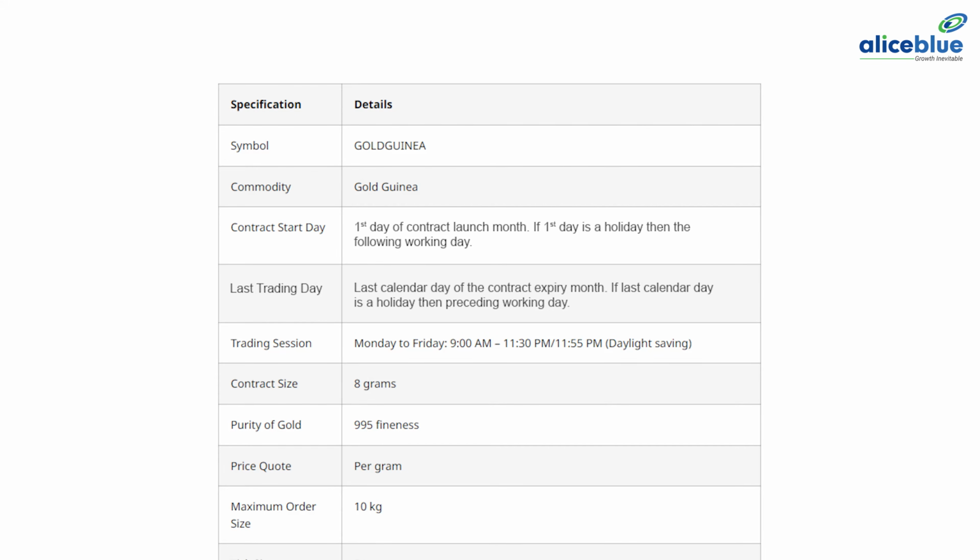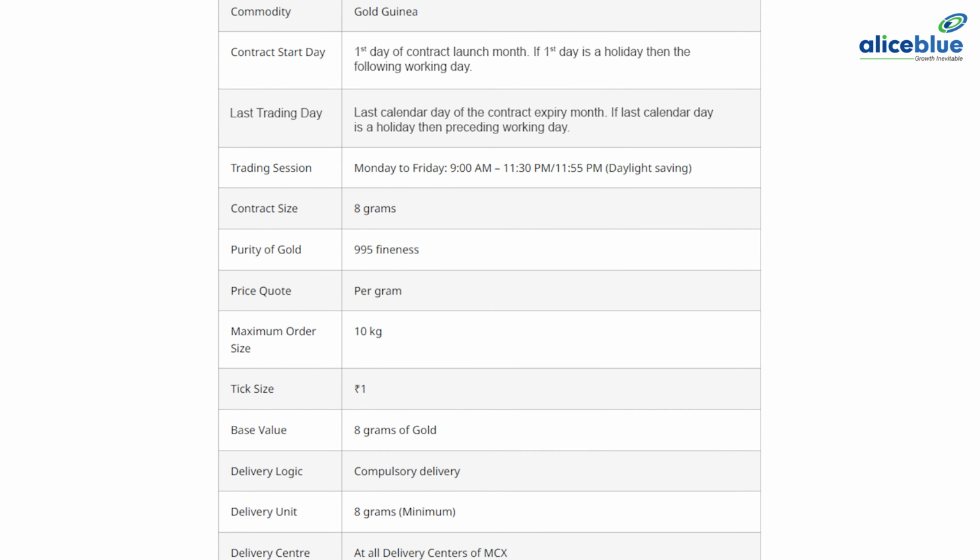Gold Guinea, denoted as Gold Guinea, is a type of futures contract traded on the MCX, each representing 8 grams of 995 finest gold. The contract trades from Monday to Friday between 9 am to 11:55 pm with a maximum order size of 10 kg. The price is quoted in increments of ₹1.